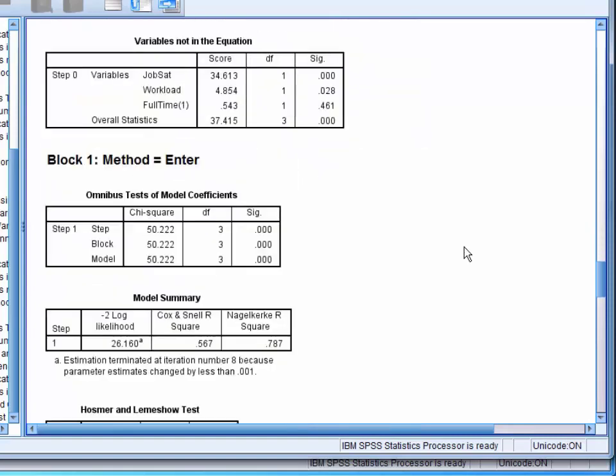The omnibus test of model coefficients in block 1 shows how the model changed when the predictor variables were added. We can see that the chi-square value is significant in the modelled row, which indicates that adding the predictor variables significantly improved the ability of the model to predict the employees that would leave. The model summary table underneath gives R-square equivalents for the logistic regression. Generally, both are reported.